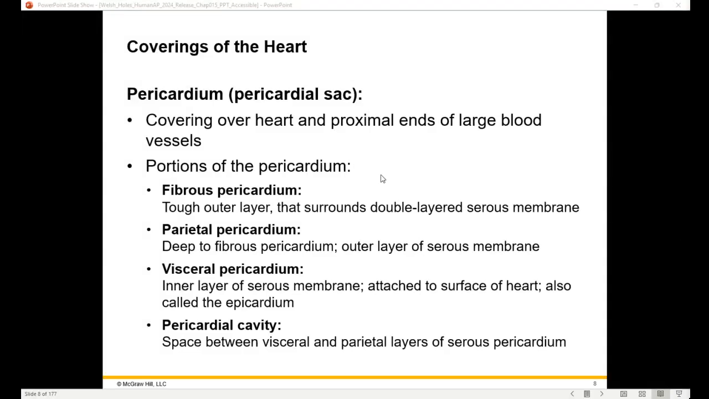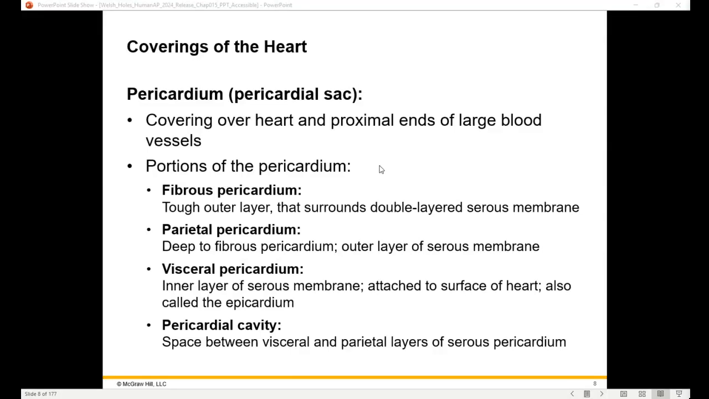Okay, we've talked a little bit about some of the serous membranes, but let's go into more detail here. So the pericardium, or the pericardial sac. It's a covering over the heart and the proximal ends of the large blood vessels. And the portions of the pericardium include the fibrous pericardium, which is the tough outer layer that surrounds the double-layered serous membrane, and the parietal pericardium. This is deep to the fibrous pericardium.